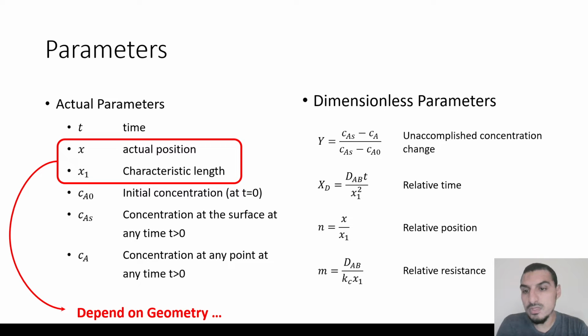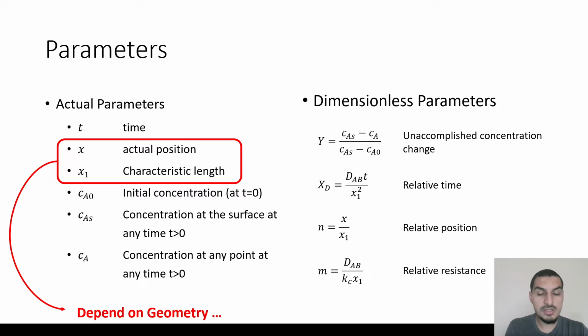Hello everybody. We're still talking about unsteady state molecular diffusion in a finite medium, and we have been discussing the parameters that we will use in the chart. We have the three parameters that we discussed: the parameter that represents the concentration, the parameter that represents the time, and the dimensionless parameter that represents the position. And we have mentioned this last parameter, which is the relative resistance, but we have not gone into the details of this parameter. What does it mean and why do we need to use it?